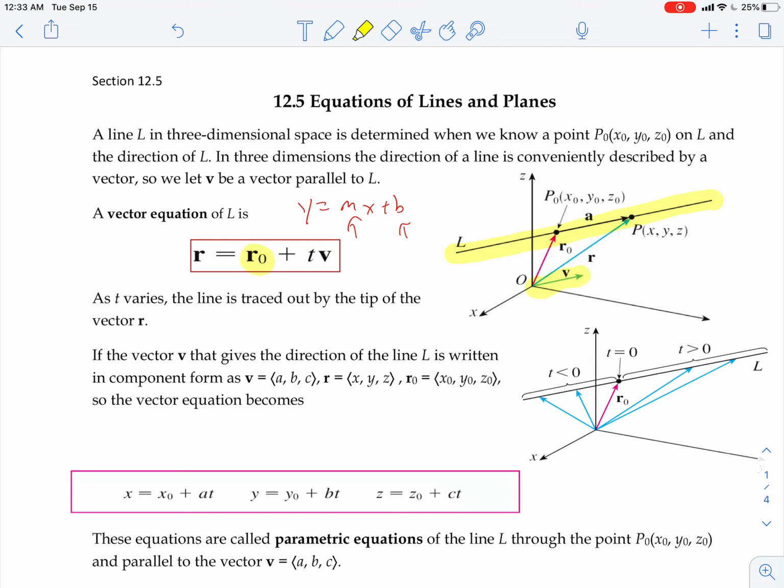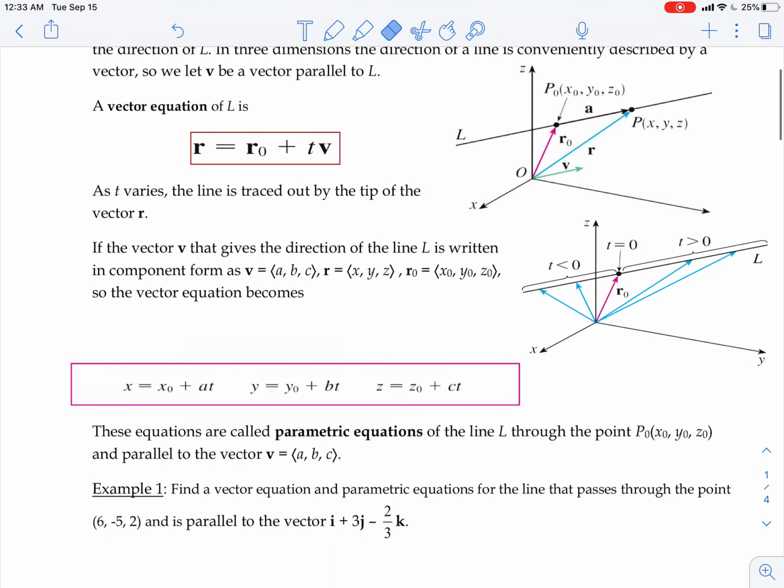And so basically, this vector equation of our line L is a very similar concept to our slope-intercept concept in the two-dimensional plane, where we start off at an initial point and then we grow, but as we're growing, instead of having a slope, we have a vector. All right, so hopefully that's an easier way to see the vector equation. And now as t varies, the line is traced out by the tip of the vector r.